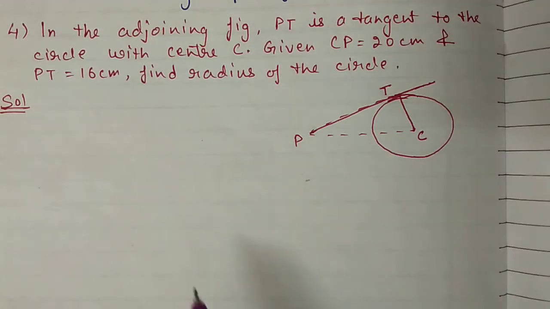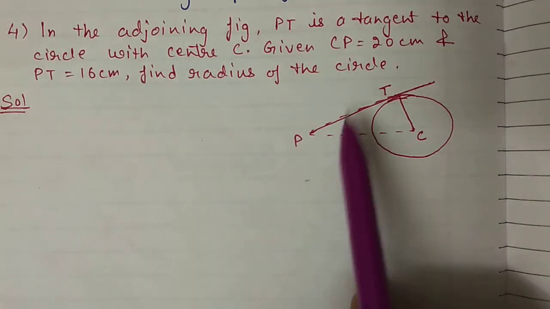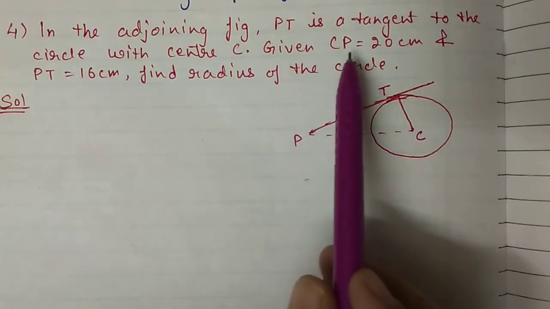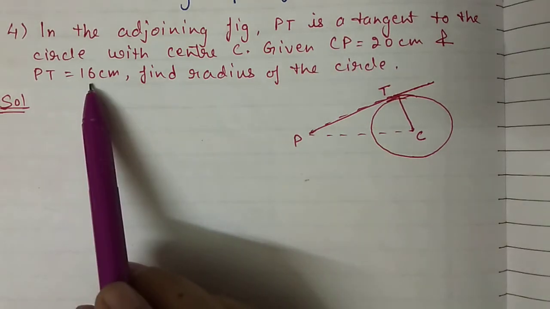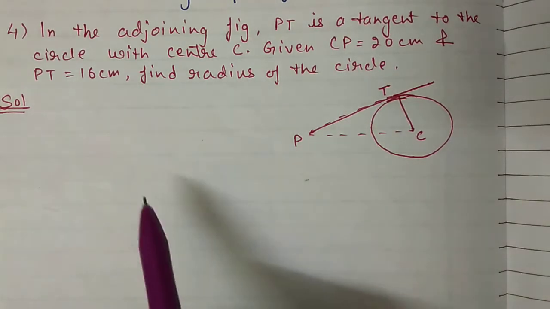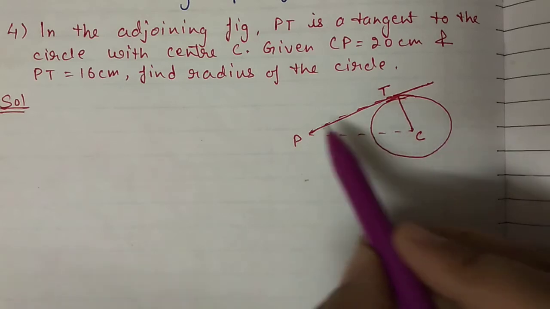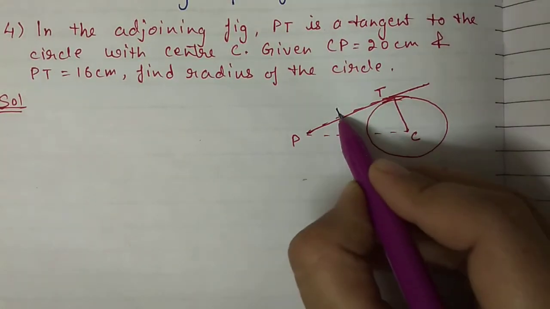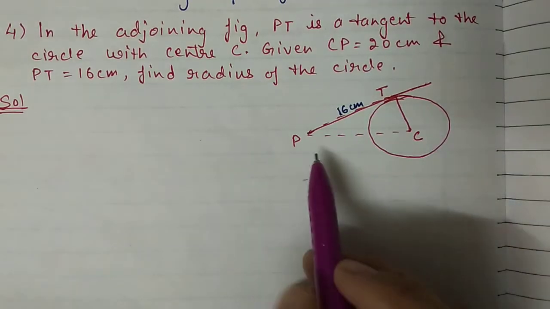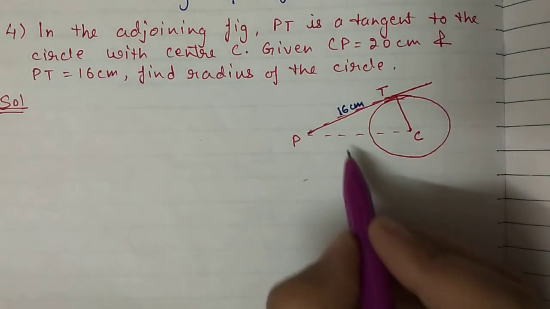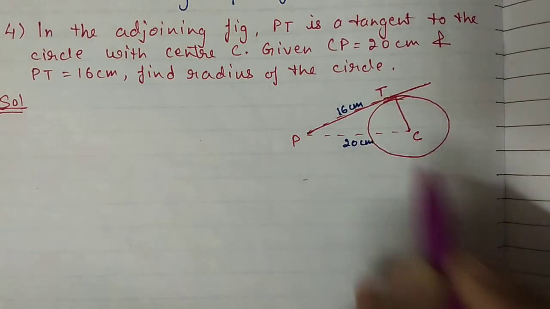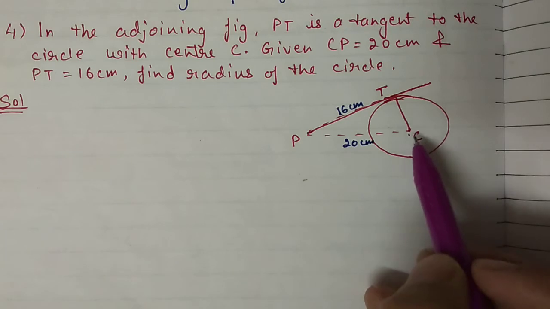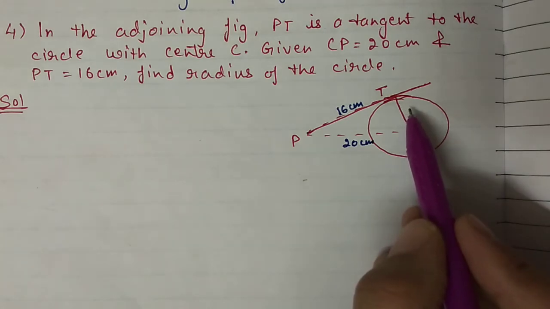Next, question number 4. In the adjoining figure, PT is a tangent to the circle with center C. Given CP is 20 cm and PT is 16 cm. Find the radius of the circle. So it is given this PT is a tangent and its length is 16 cm. Then this CP is given 20 cm. And we have to find out the radius of the circle. So you can see here this CT is the radius of the circle. This we have to find out.